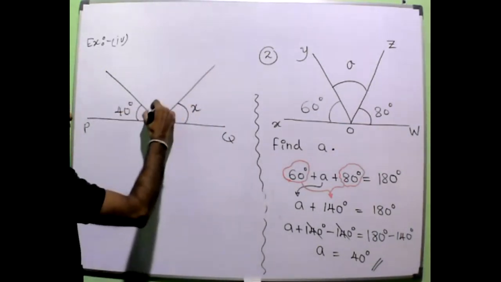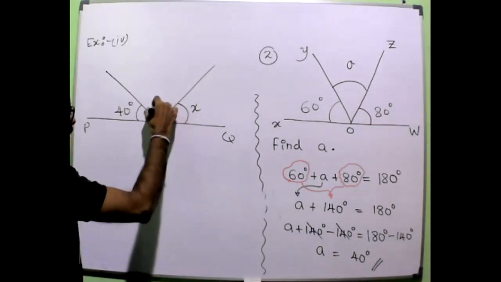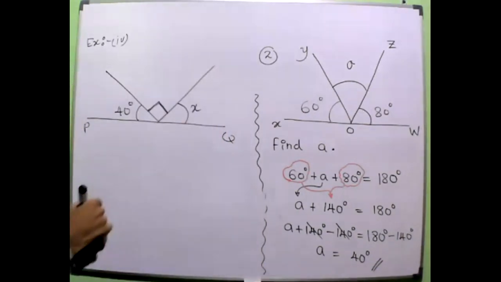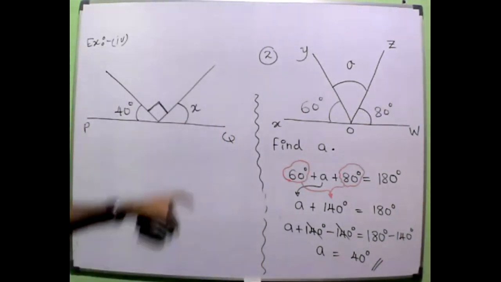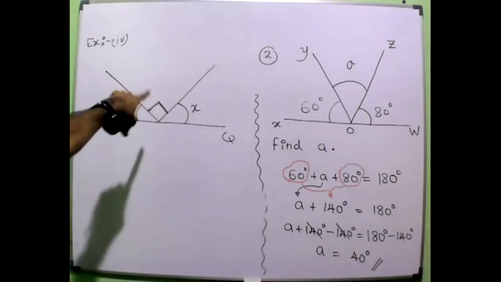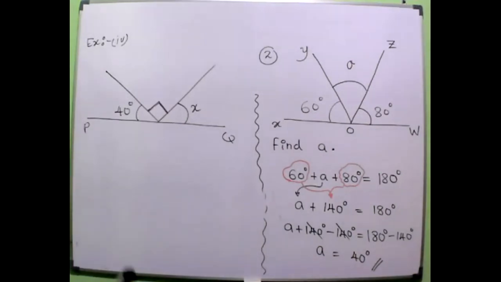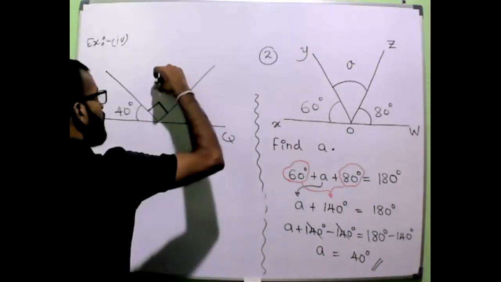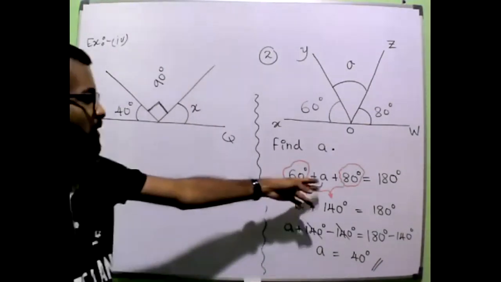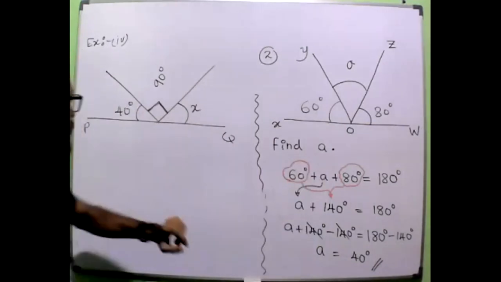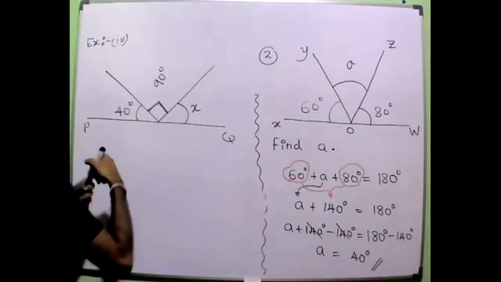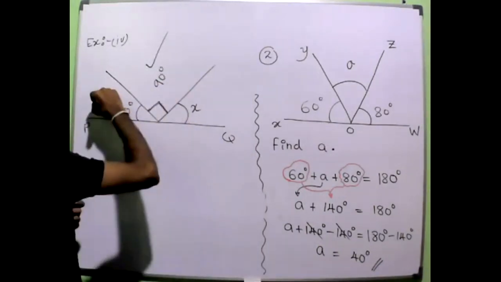They have mentioned this angle is a right angle, right? So what is the magnitude of a right angle? You know, 90 degrees, right? Yes. Now this is similar to this one. You need to find the value of x, right? You know the magnitude of this angle and this angle.